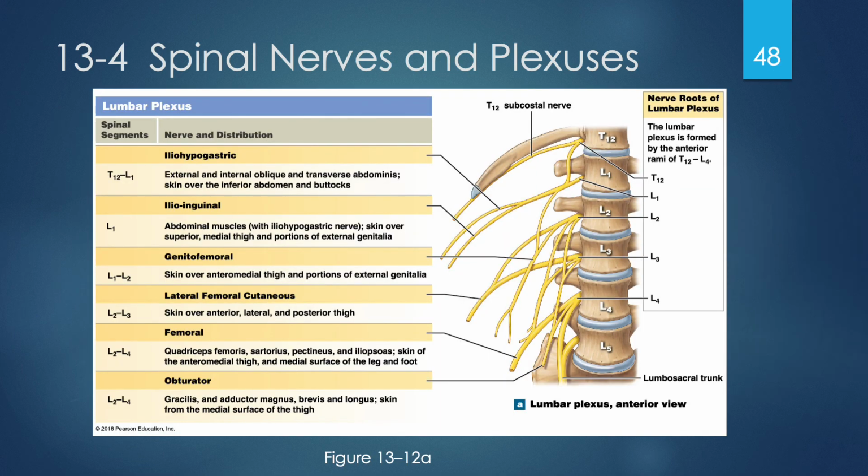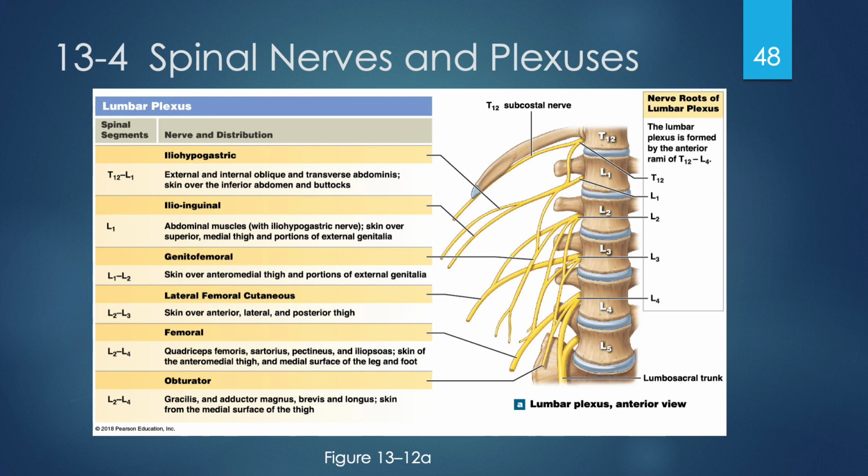As you can see in figure 13.12, the lumbar plexus arises off of the lumbar aspect of the spine from T12 to L4. Some major nerves to know include the iliohypogastric, which is going to innervate the internal oblique and the transverse abdominis, so those are more external abdominal muscles, and the skin over the inferior abdomen and buttocks. The ilioinguinal nerve is going to supply the abdominal muscles and the skin over the superior medial thigh and portions of also the external genitalia.